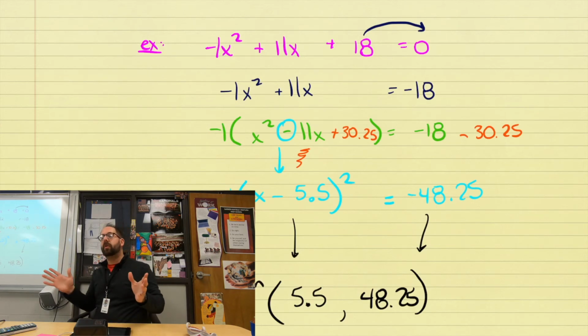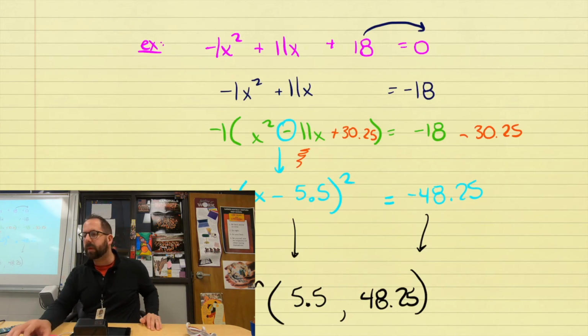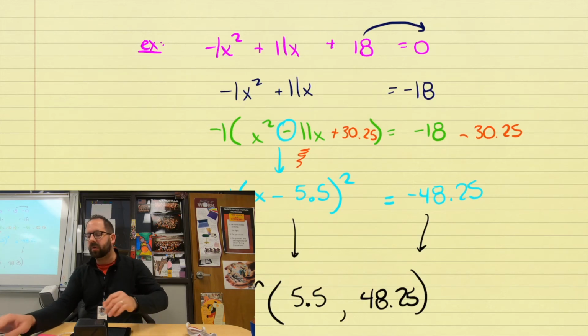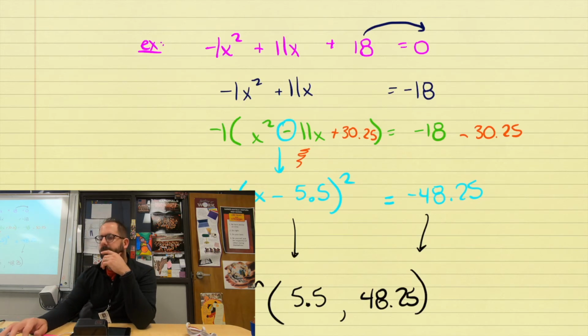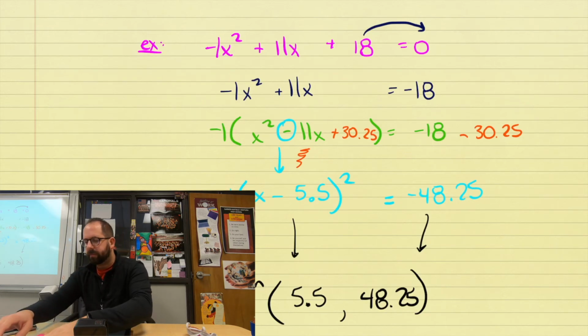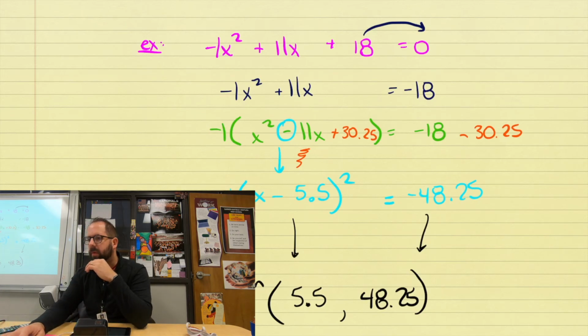I'm going to draw this for you just so you can see it one more time. So we'll go back to my graph here and I'll share this with you. So y equals negative x squared plus 11x plus 18. I'm gonna zoom out here. Whoa. There we go. All right. I'm gonna super zoom in on this and share this with you.